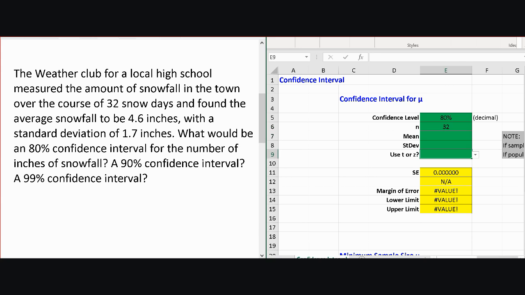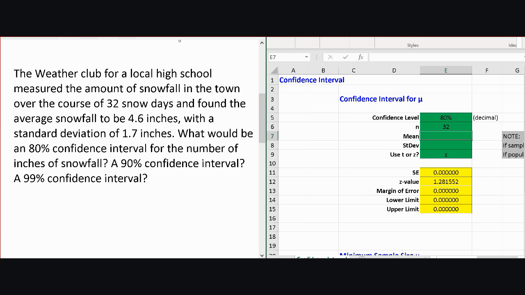What are we filling in? Is it T or Z? Remember, if we have a sample that is large, we use the Z-score. If it's small, we use the T. So since this is a large sample, over 30, we use the Z-score. So we've already got our Z value, and we have to plug in the rest of the information in the green, so that way we can get the rest of the information in the yellow.